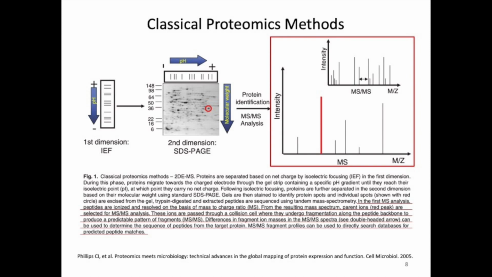Let's look at the peaks of MSMS in the top right corner. Differences in fragment ion masses in the MSMS spectra, see the double-headed arrow, can be used to determine the sequences of the peptides. This process sounds complex. However, luckily, we usually use the existing computational tools to determine the sequences from mass spectrometry raw data, usually by using database search. We will teach you how to do it in the next lecture.